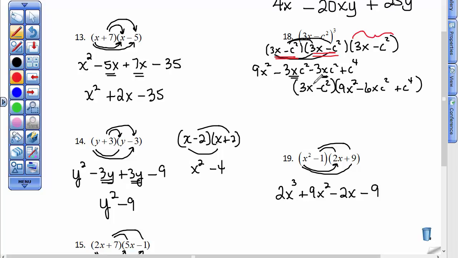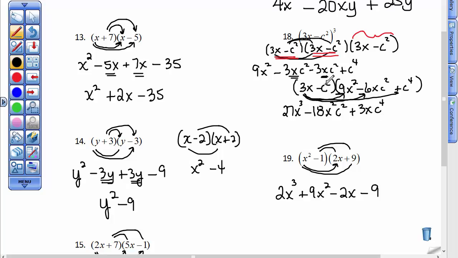So now I've got to take this one and multiply it by that answer. So I've now got to take a binomial times a trinomial and distribute. The 3x has got to be multiplied by every one of these terms over here. So 3x times 9x squared is 27x to the 3rd power because I'm adding exponents. 3x times a minus 6x c squared is a minus 18. This x times this x will give me x squared, and I had a c squared there. Then 3x times c to the 4th will be a 3x c to the 4th.